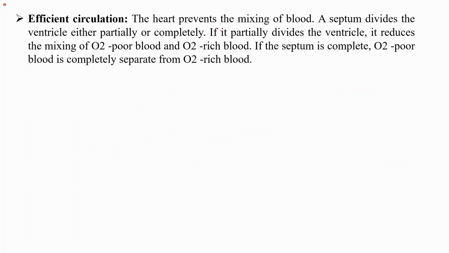Then it is the efficient circulation. So till now, we see that amphibians have the 3-chambered heart. Before that, we have the 2-chambered heart. So the heart prevents the mixing of the blood. A septum divides the ventricle either partially or completely.